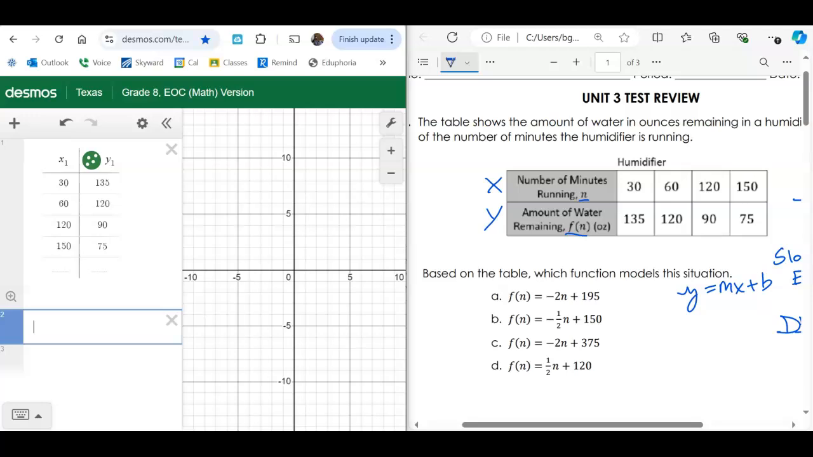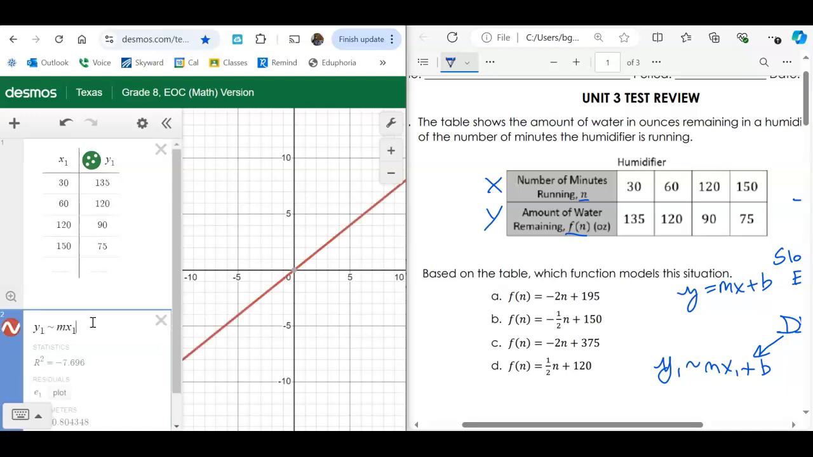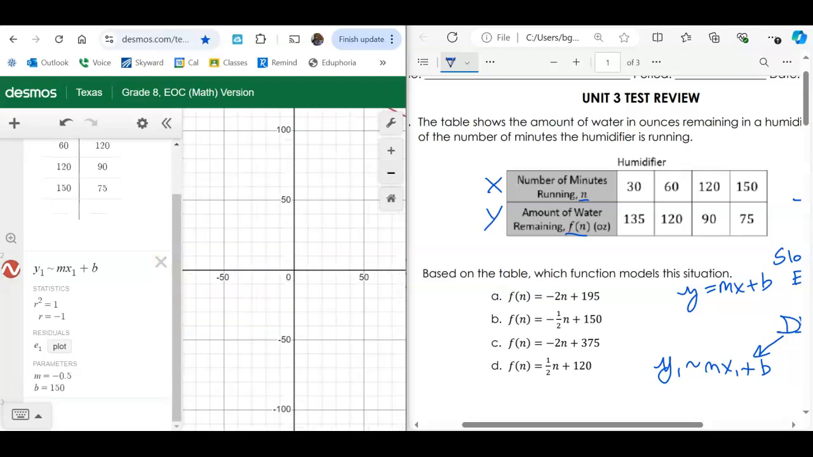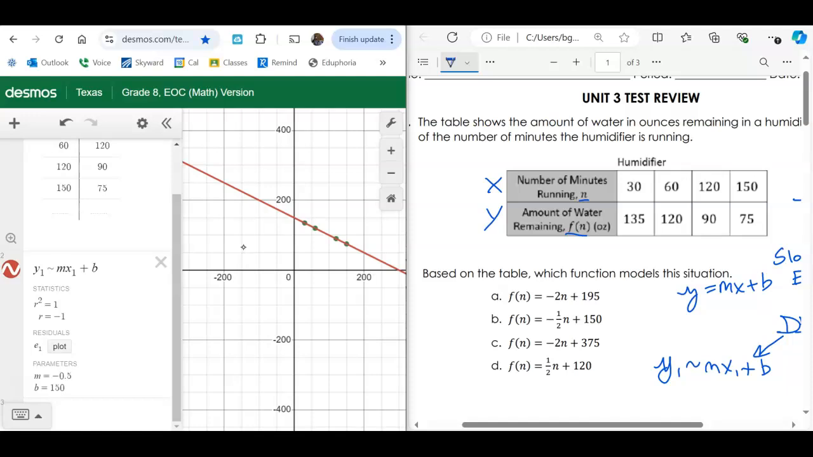So in Desmos, what you type in is y1 squiggle mx1 plus b. So let's type this in. y1 squiggle mx1 plus b. Now, if you wanted to see it on this graph, it does graph it for you. Not a lot. But over here, it gives you an m and it gives you a b.